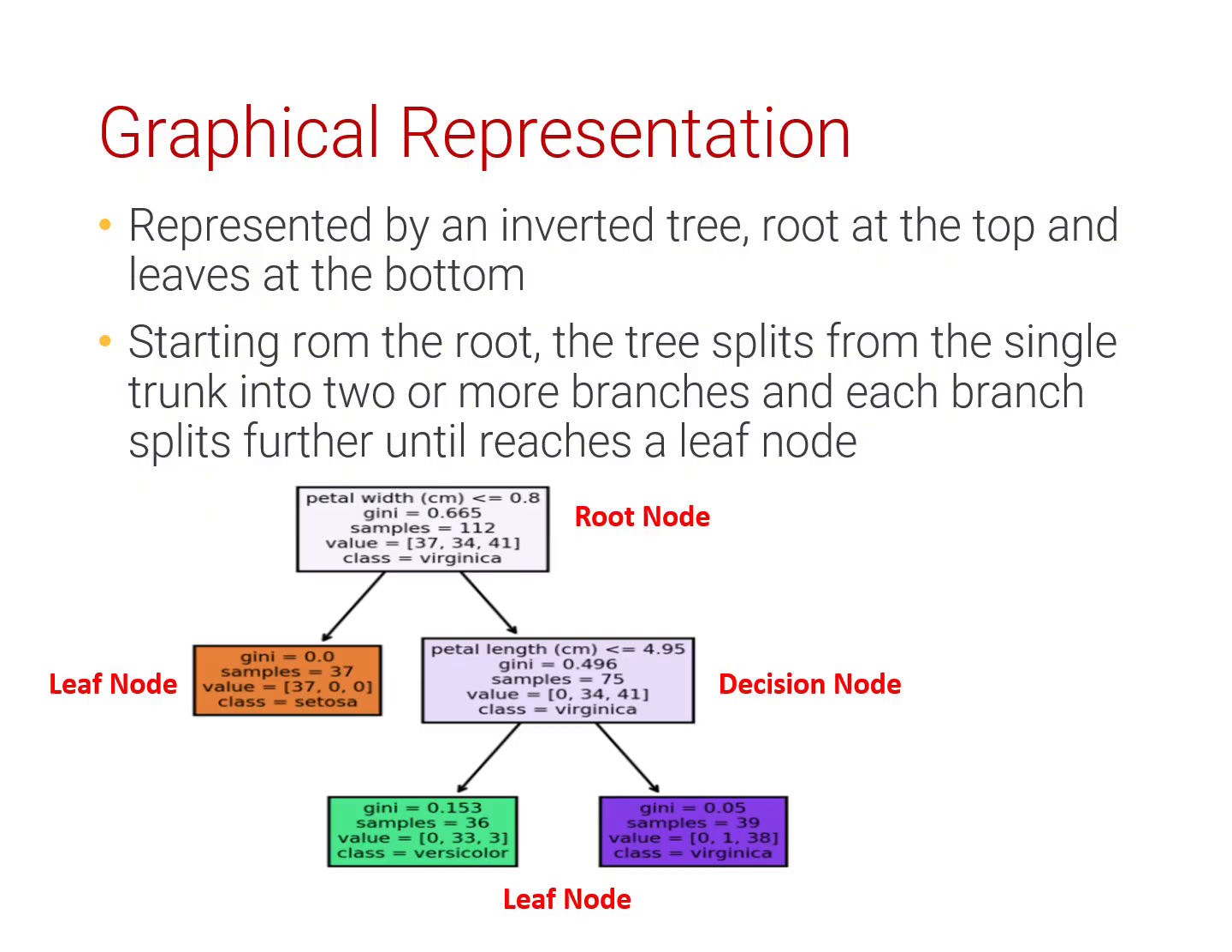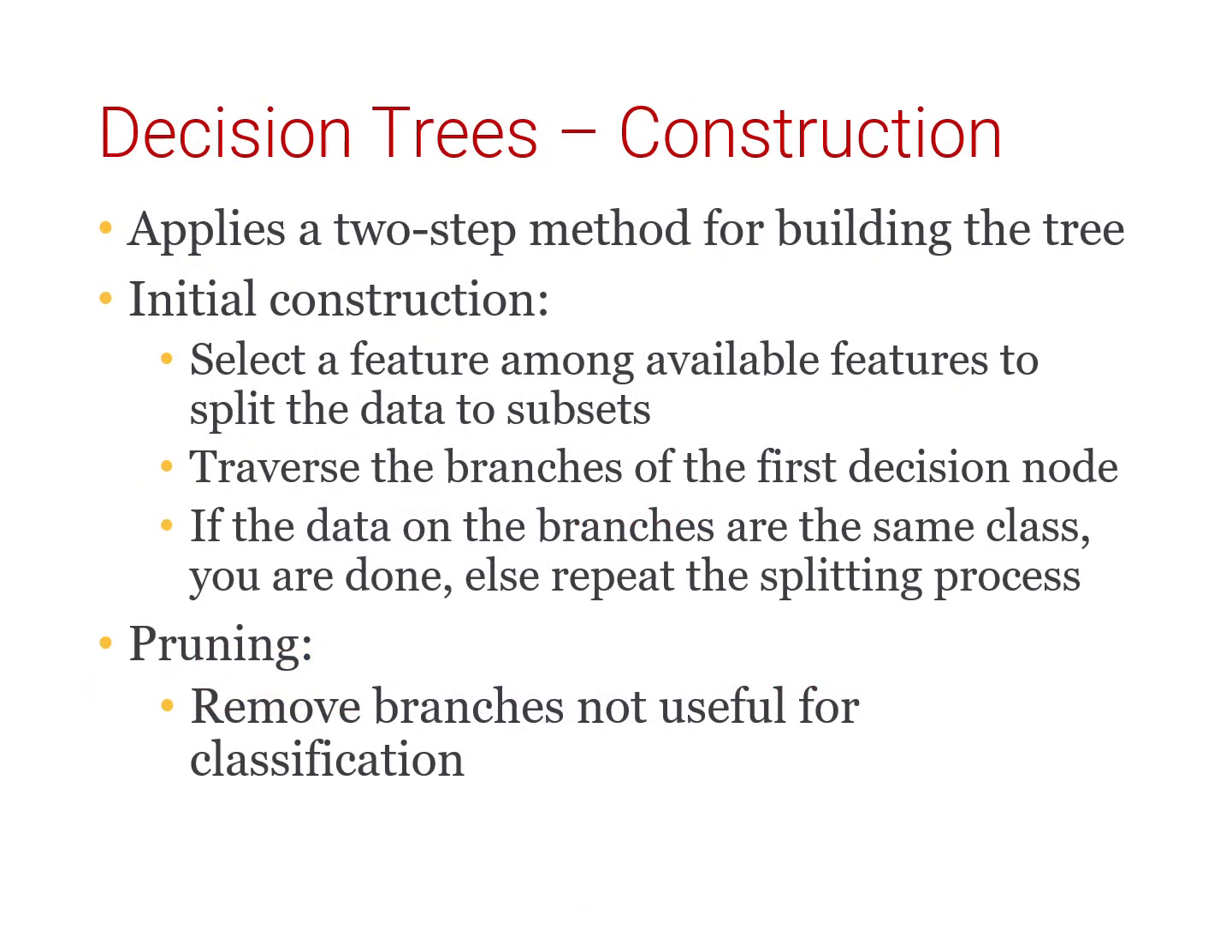Building a decision tree is a systematic process that involves two key steps: initial construction and pruning. These steps work together to create a model that effectively captures the underlying patterns in the data and makes accurate predictions.